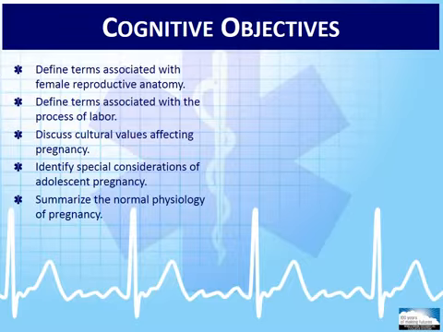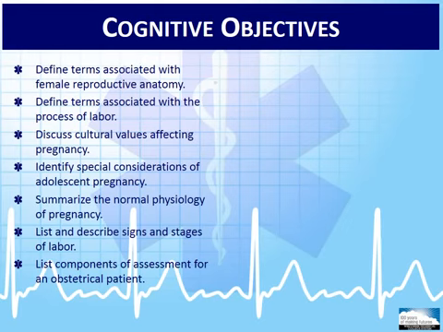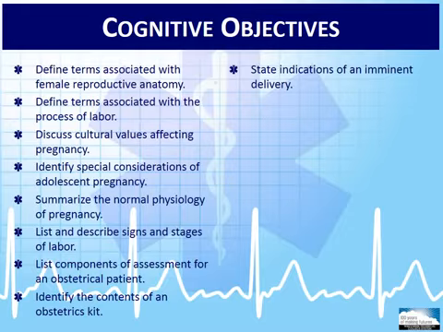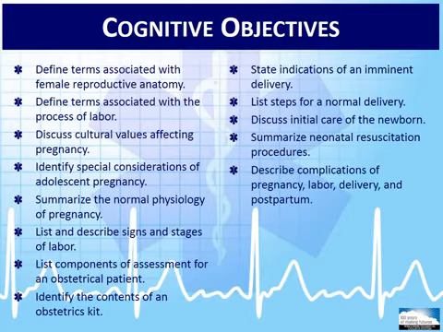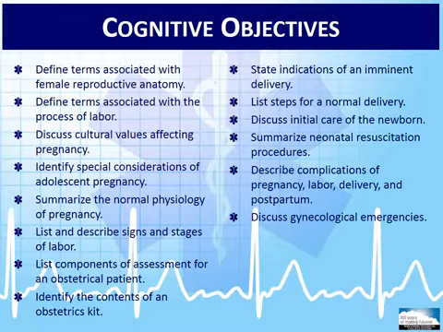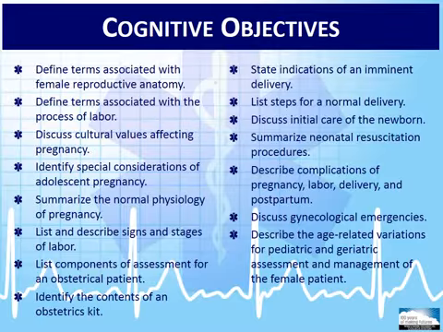of pregnancy, list and describe signs and stages of labor, list components of assessment for an obstetrical patient, identify the contents of an obstetrics kit, state indications of an imminent delivery, list steps for a normal delivery, discuss initial care of the newborn, summarize neonatal resuscitation procedures, describe complications of pregnancy, labor, delivery, and postpartum, discuss gynecological emergencies, and describe the age-related variations for pediatric and geriatric assessment and management of the female patient.